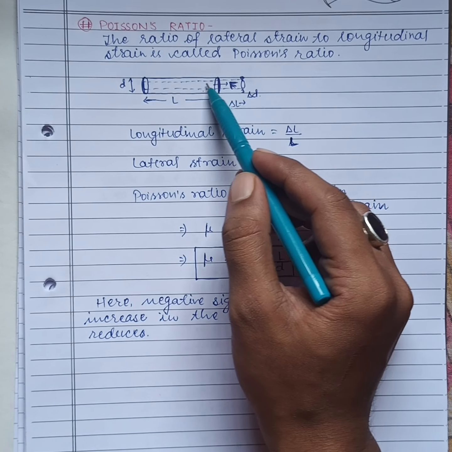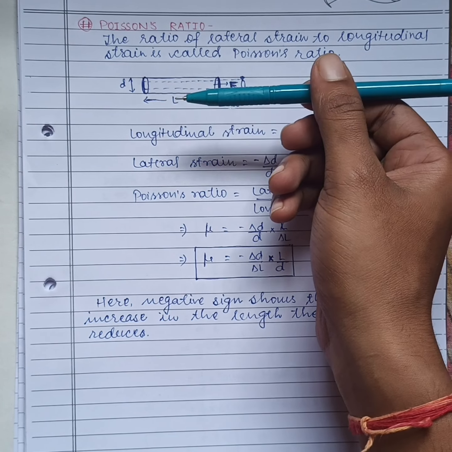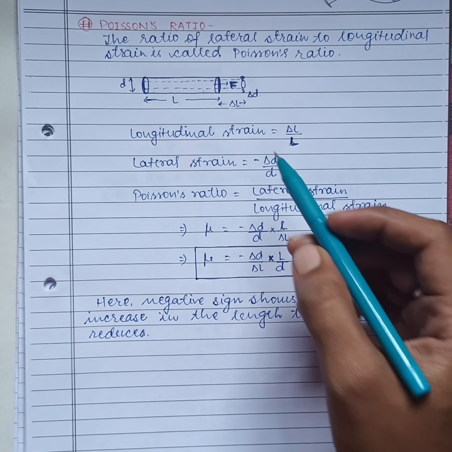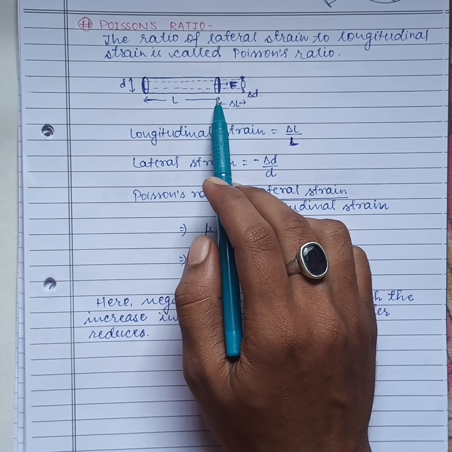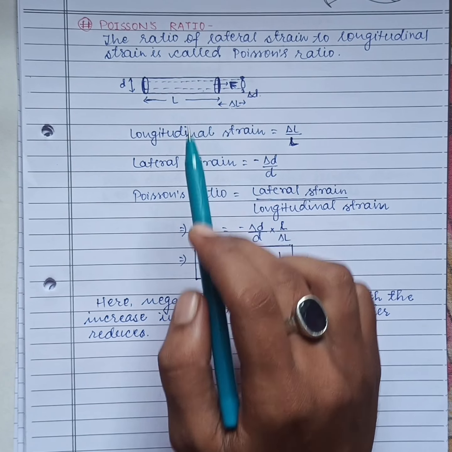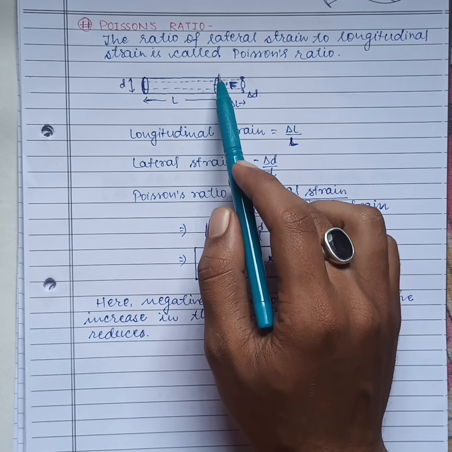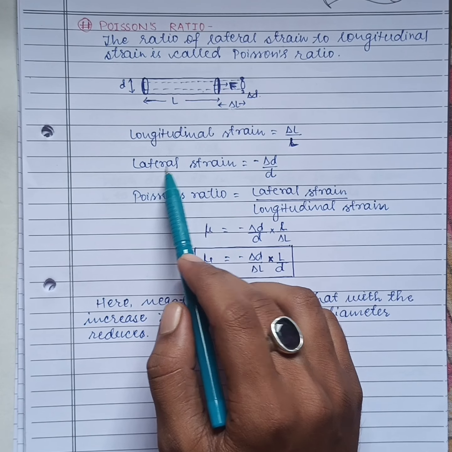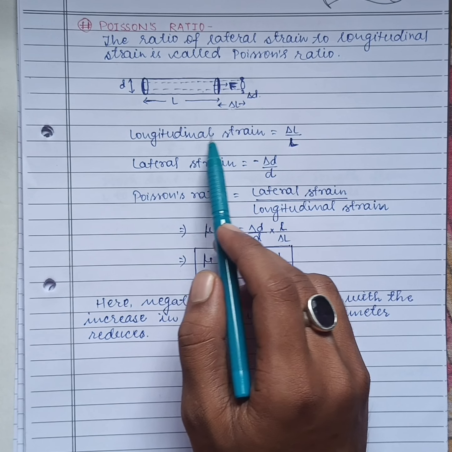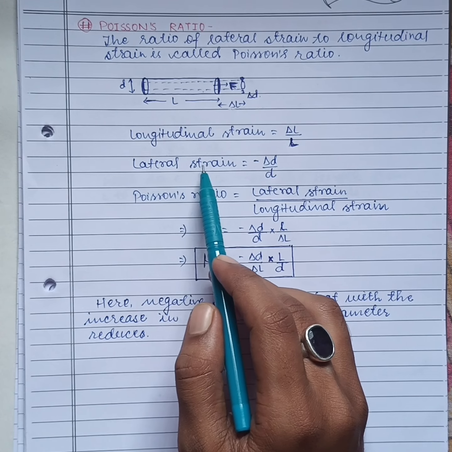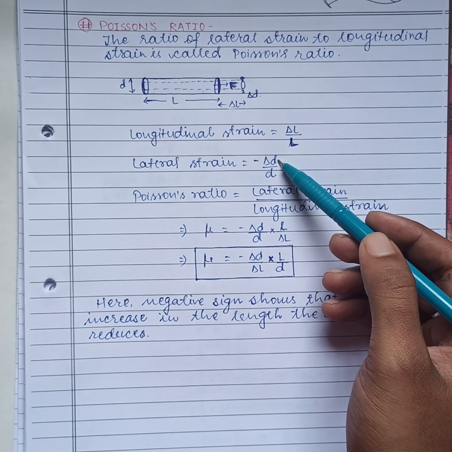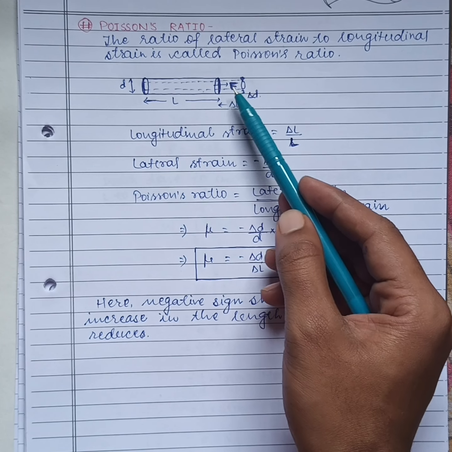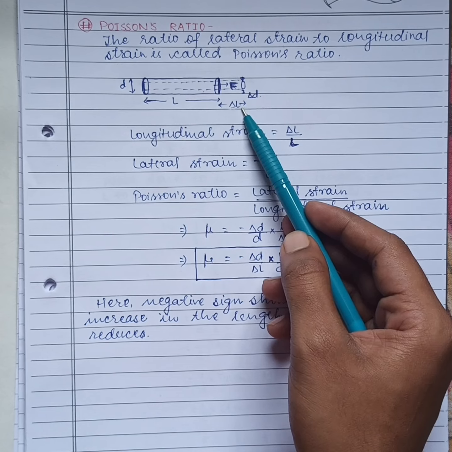If we would have decreased the length by applying the force in this direction, the diameter would have increased. But here we have considered that with the increase in length, the diameter is decreasing. In case of diameter, we say lateral strain. So like longitudinal strain, lateral strain will be delta d, that is the change in diameter upon the original diameter. Here we will put a negative sign because the diameter is decreasing with the increase in length.